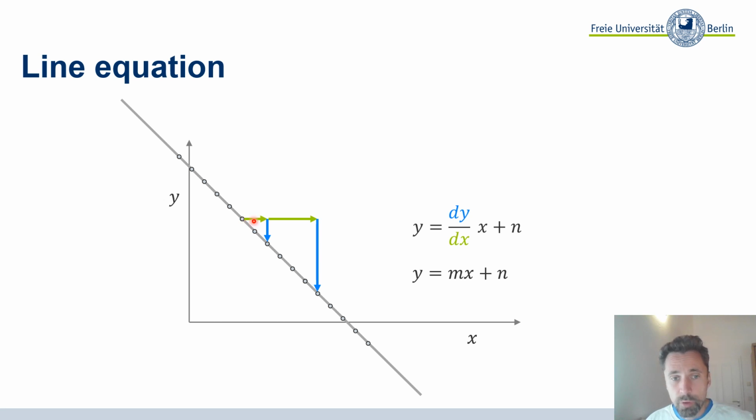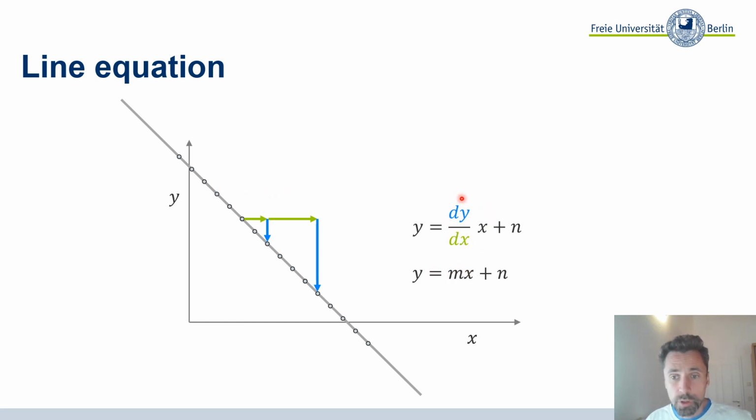And if you go k times as many steps to the right, in the x direction, you will go k times as much down to stay on the line. So the ratio, the proportion of this change in y and the change in x is constant over all places on the line.